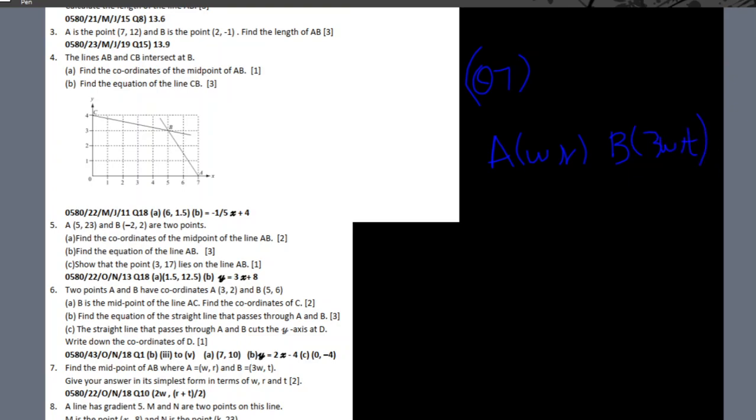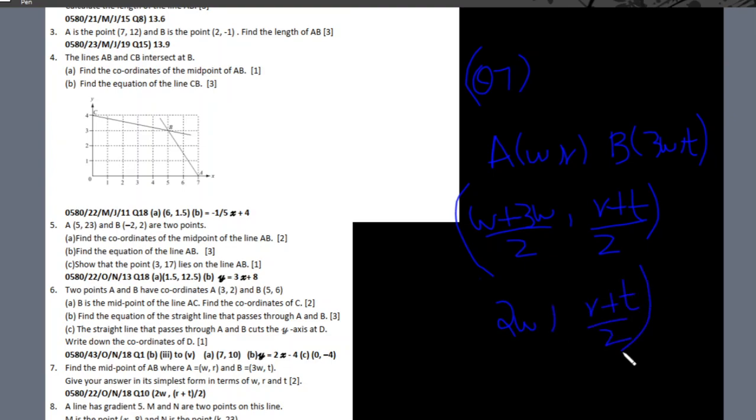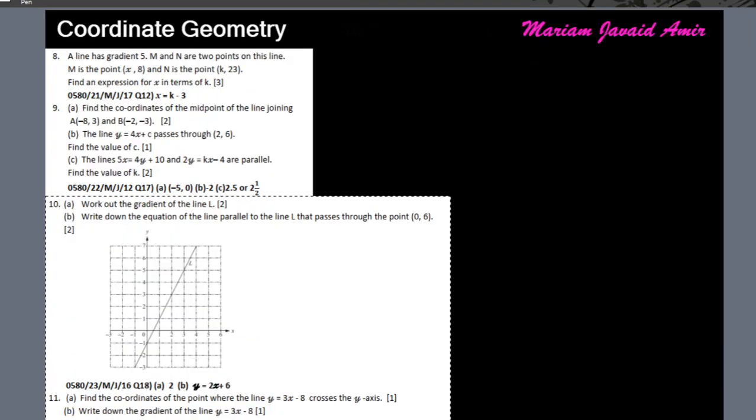Give your answer in simplest form in terms of w, r and t. So simply add the x coordinates divided by 2, comma, add the y coordinates divided by 2. So we get 4w over 2 is 2w, comma, r plus t over 2. Answer for part 7. Question number 8.